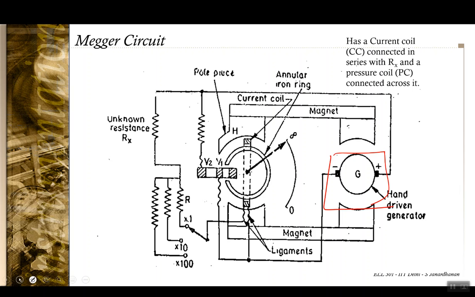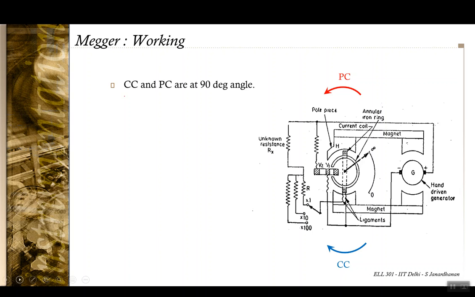The current coil and pressure coil are at a physical deviation of 90 degrees. Note that these two coils in reality are one unit. They can't move independently, so if the current coil moves, the voltage coil should also move by the same angle. However, the torques produced by the current coil and the pressure coil would be in opposite directions, so they would arrive at some equilibrium point.